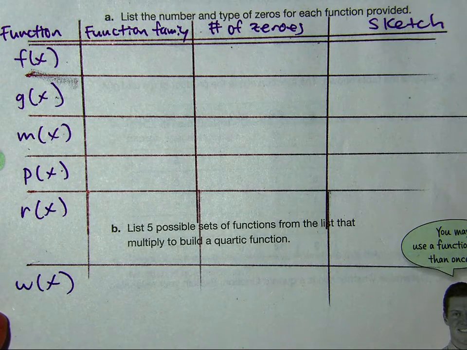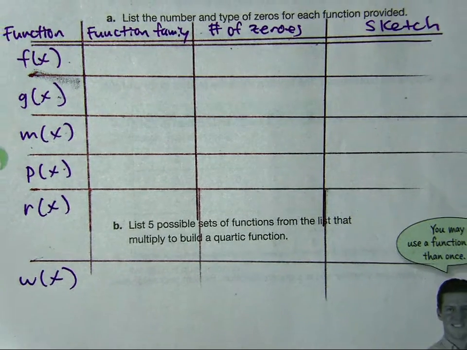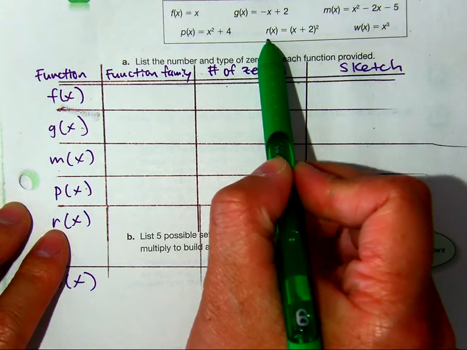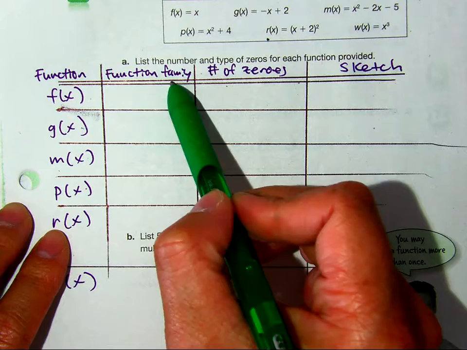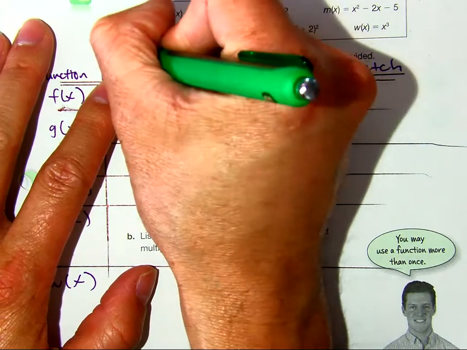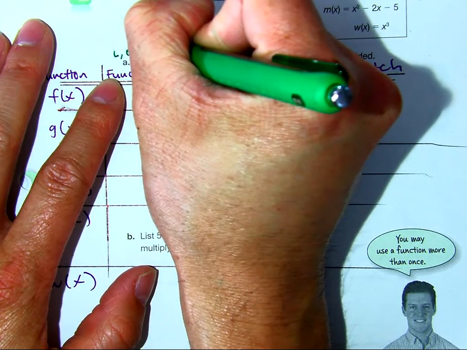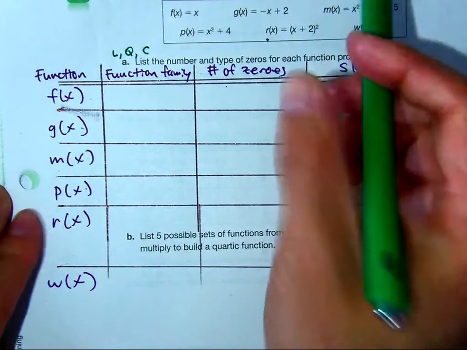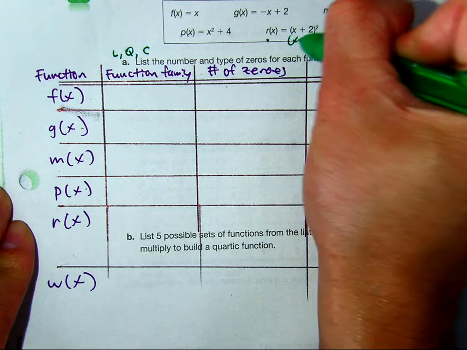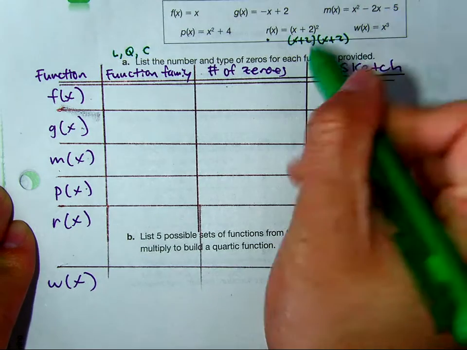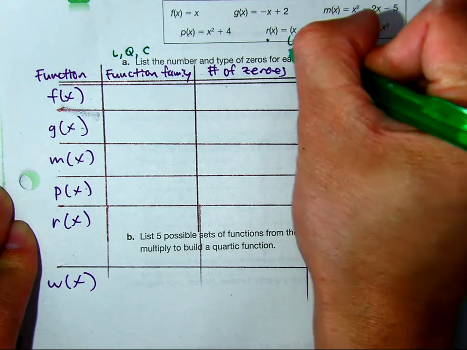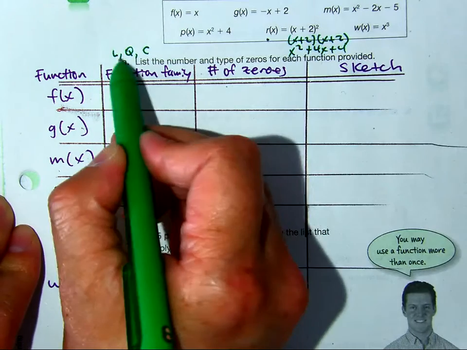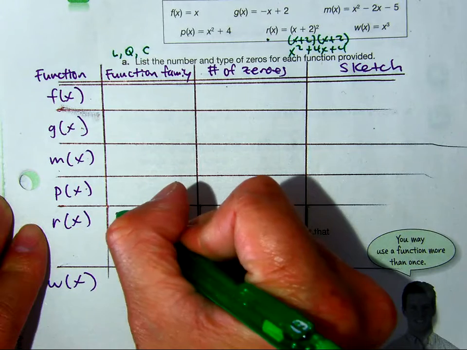I'm going to go ahead and explain r of x, and then you guys will do the rest. So r of x is right here. If I figure out the function family, remember the function family is linear, quadratic, cubic. So if I look at this one, if I expand it, it has x plus 2 times x plus 2, and then if you use the FOIL or the box, it's really x squared plus 4x plus 4. So the highest degree there is a 2, and so that's going to be which family? Quadratic family.